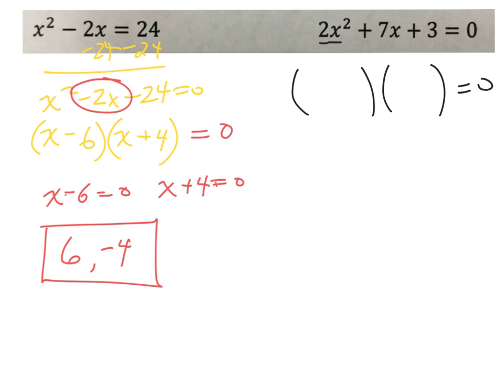We have to ask ourselves, what are the factors of 2x squared? In other words, what multiplies to give us 2x squared? And there's only one possibility without using fractions. 2x times x gives us 2x squared.